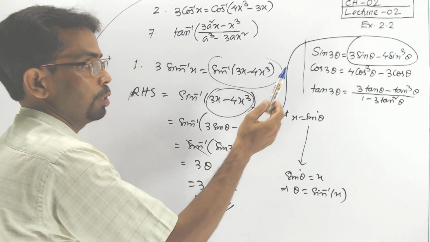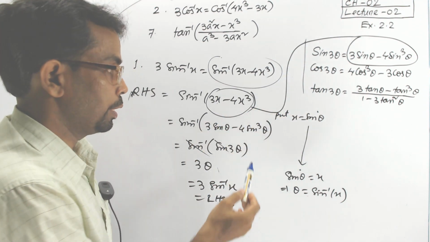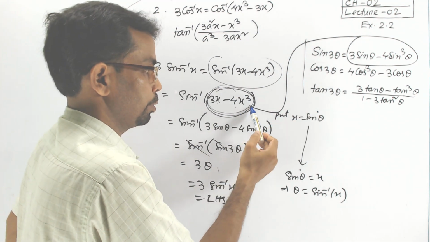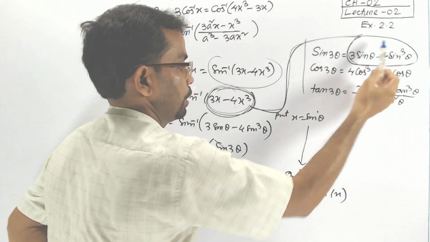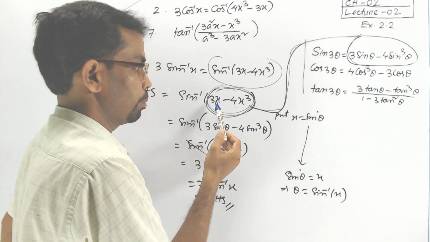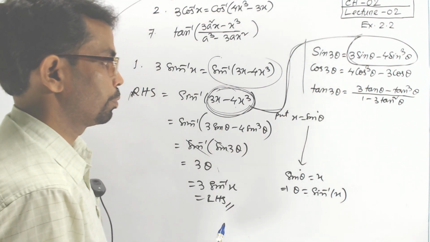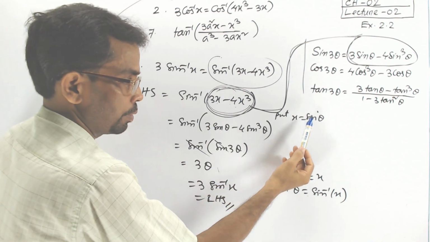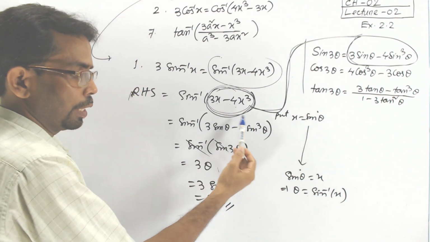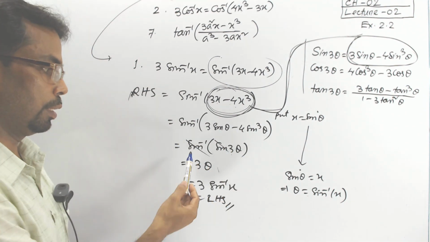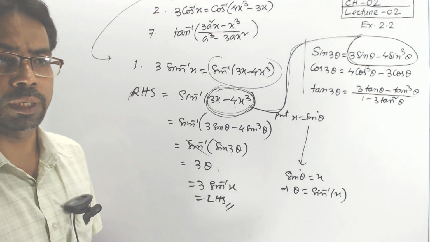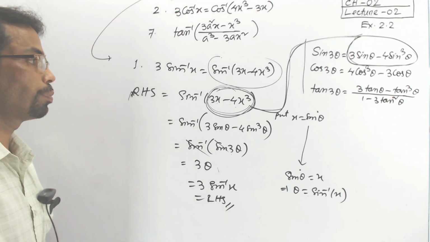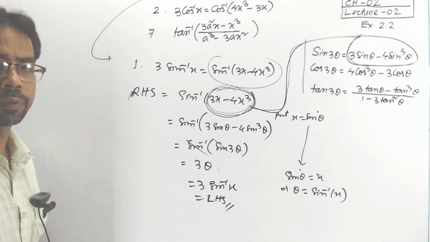First, you have to know the identities, and see which identity the term is matching with. It is clearly matching with this right hand side. If we compare, in place of x there is sin theta, so we have taken x equal to sin theta. After taking x equal to sin theta, the term is the identity of sin 3 theta, then sin inverse sin cancels, and we clearly get the LHS.